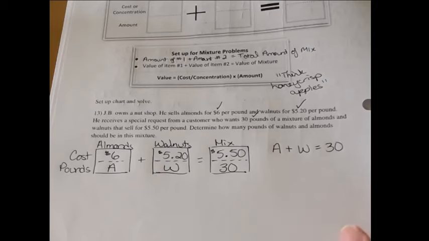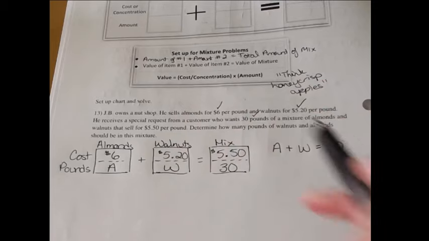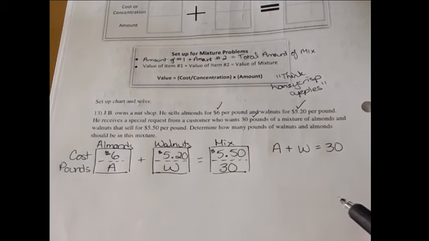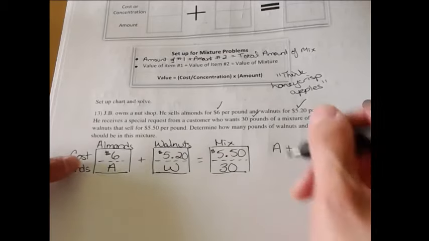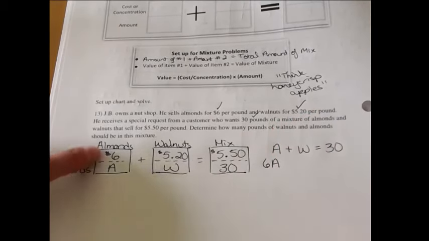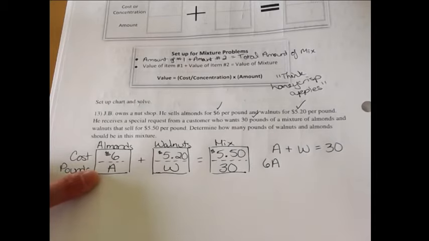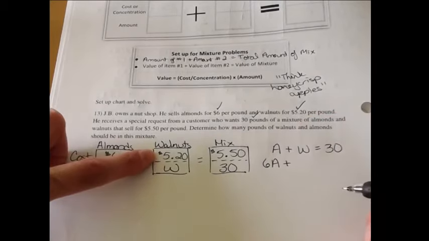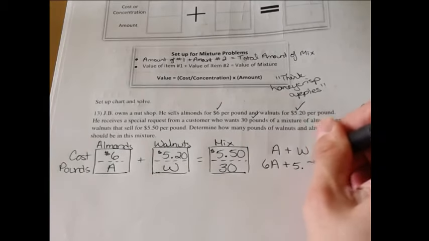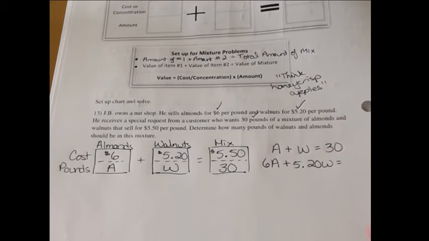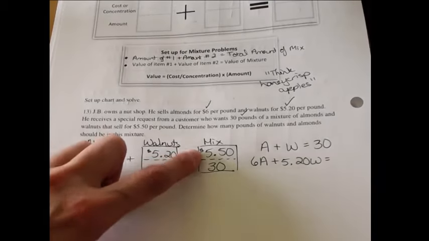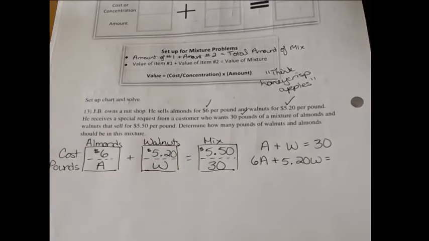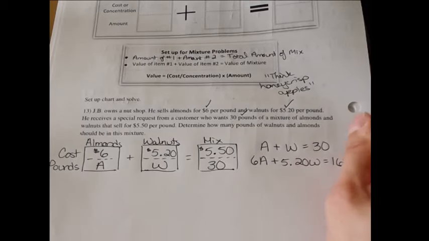The second equation is value. And remember that value is cost times amount, or concentration times amount. So the value of my almonds is going to be 6A. 6 times A is 6A. The value of my walnuts is 5.20W, so 5.20 times W. The value of my mixture is going to be 5.50 times 30. So let's take our calculator, and we want to do 5.50 times 30. If we take 5.50 times 30, we would get 165.